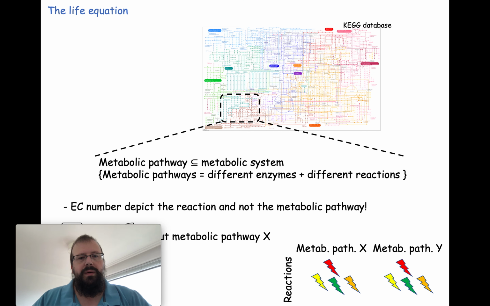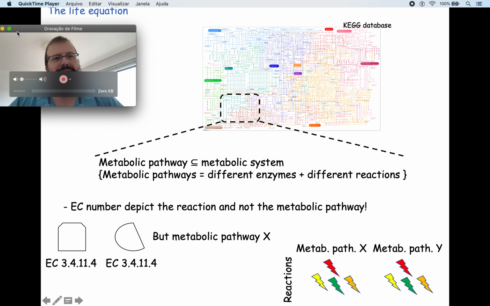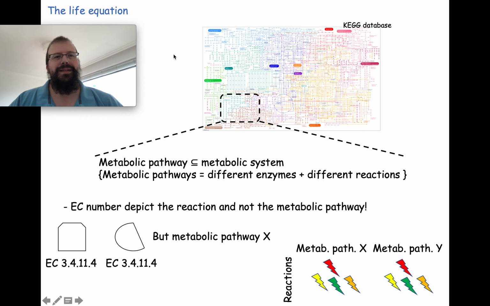And well, here I can present a kind of interesting idea, what I call the life equation. Here is a complete metabolic map, I mean. And what is a metabolic pathway? It is a subset of the whole metabolic system. And metabolic pathways harbor different enzymes and different reactions. And interestingly, an EC number is a set of 4 numbers used to depict the reactions of enzymes.